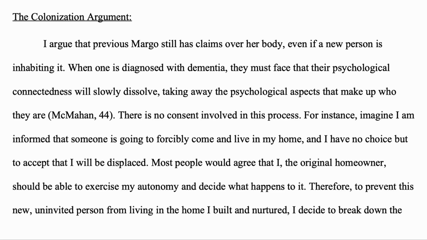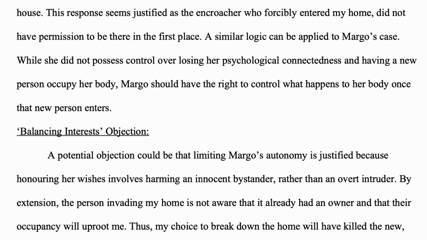There's no consent involved in this process. For instance, imagine I am informed that someone is going to forcibly come and live in my home, and I have no choice but to accept that I will be displaced. Most people would agree that I, the original homeowner, should be able to exercise my autonomy and decide what happens to it. Therefore, to prevent this new, uninvited person from living in the home I built and nurtured, I decide to break down the house. This response seems justified, as the encroacher who forcibly entered my home did not have permission to be there in the first place. A similar logic can be applied to Margot's case.